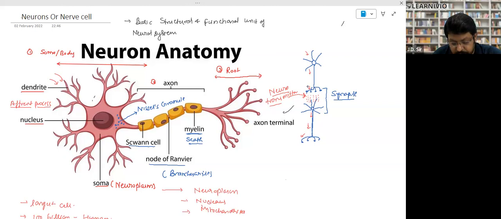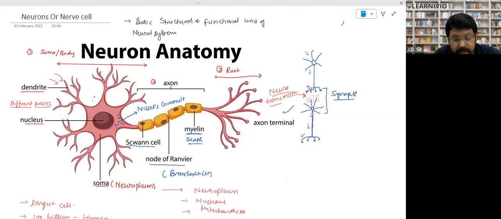If they get damaged, they can neither regenerate nor be recovered. If these cells get damaged, you cannot regenerate them. Right? They just grow. They neither divide nor get repaired, right?